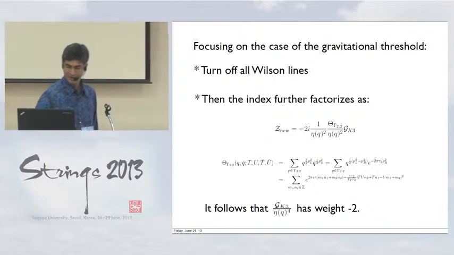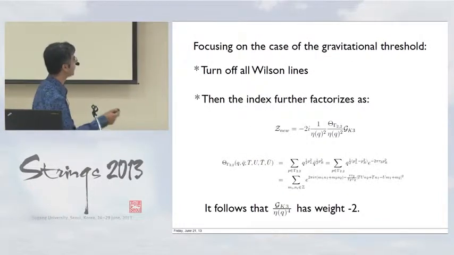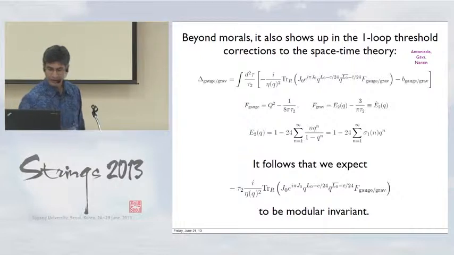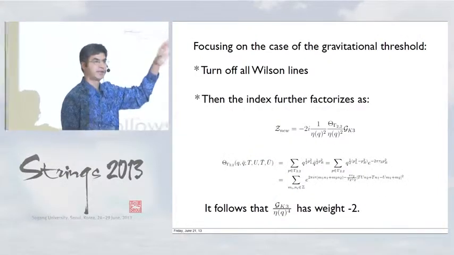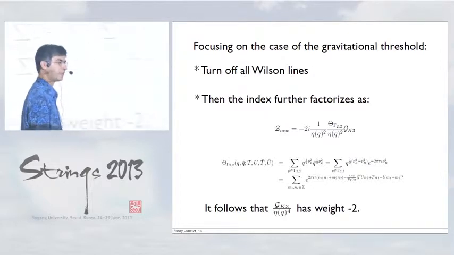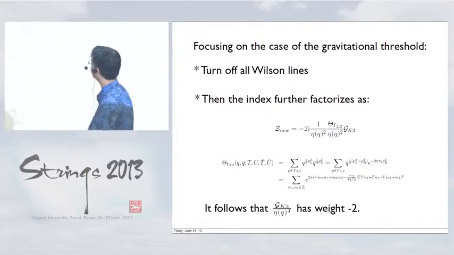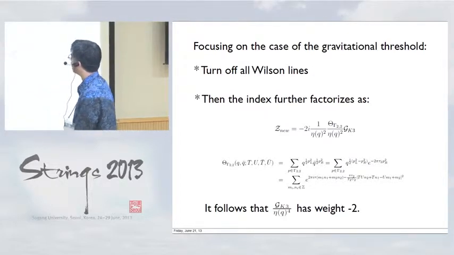So I'm going to focus on the case of the gravitational threshold. We discussed both. And I'm going to furthermore turn off all Wilson lines. So we're sitting with the maximal space-time symmetry allowed by whatever vector bundles we stuck on the K3 surface. Well, then the index further factorizes.